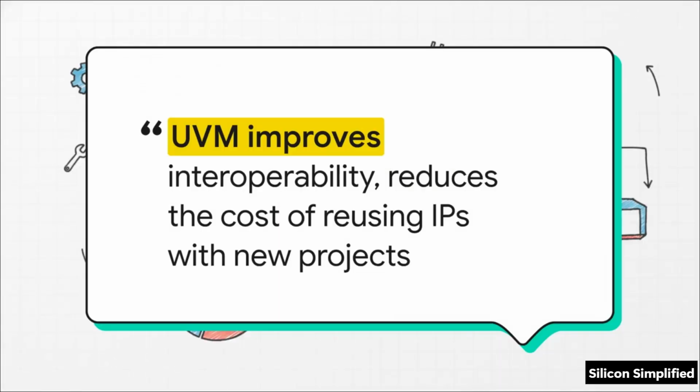And as industry experts point out, standardizing with UVM drastically improves interoperability. It slashes the cost of reusing IPs with new projects, and it makes it so much easier to port components from block level straight to system level. When you leverage UVM, you aren't just writing a throwaway test bench for today's chip. You're actually building a robust arsenal of standardized, protocol-compliant verification components that you, and honestly, your entire organization, can use on every single chip you design in the future.